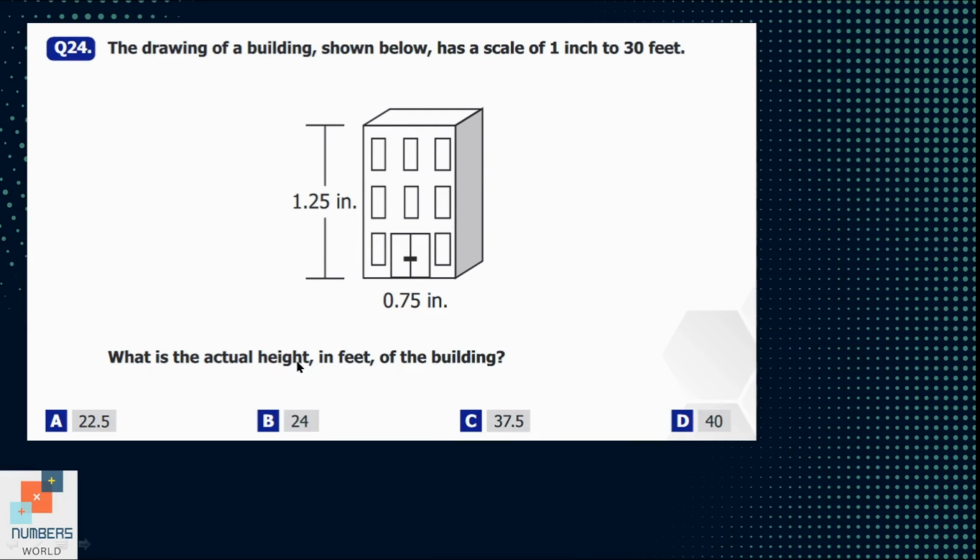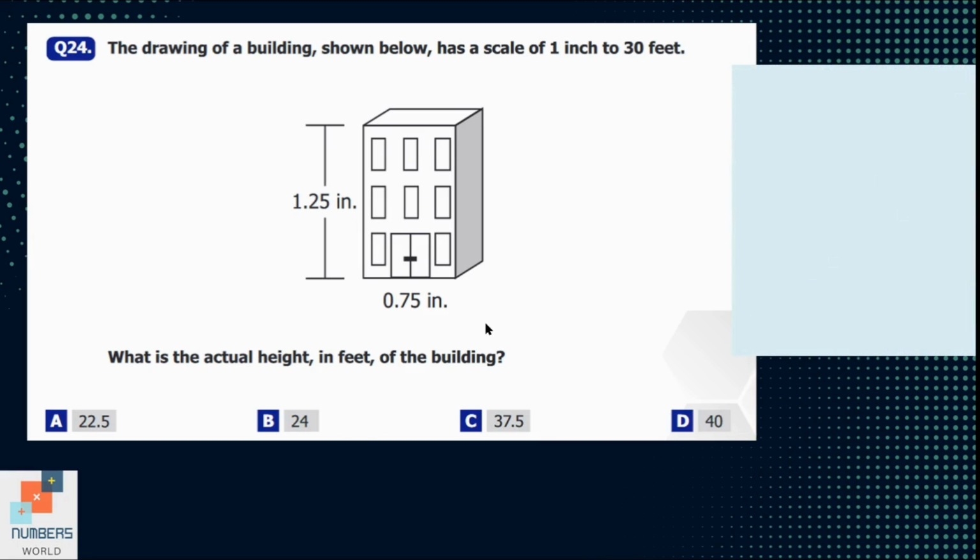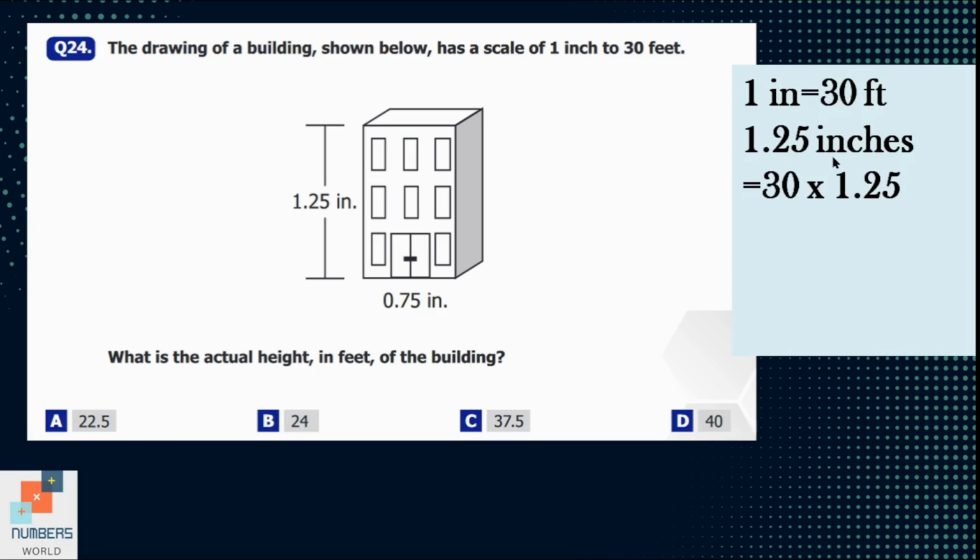What is the actual height in feet of the building? So we know that 1 inch is equal to 30 feet. To find out the number of feet for 1.25 inches, we will multiply it by 30. The answer is 37.5 feet. So we can say the height of the building is 37.5 feet, which is our option C.